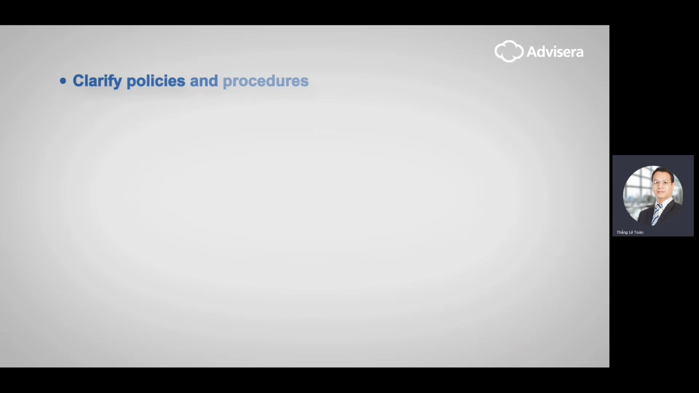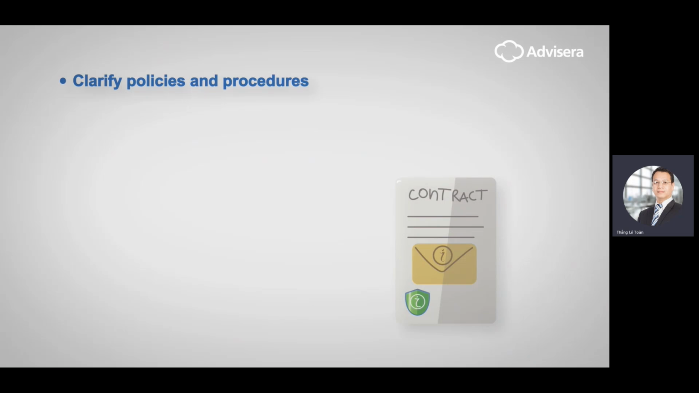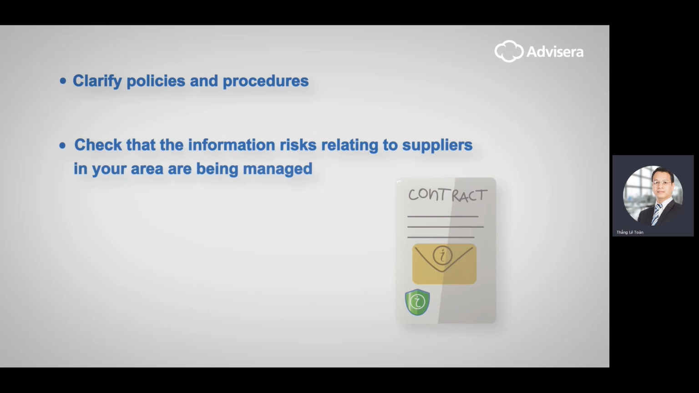Clarify policies and procedures. Define and allocate responsibilities for handling information risk and security in supplier relationships. Pay particular attention to relationships where the information risks are higher. For instance, if sensitive personal or commercial information is exchanged in cloud computing and telecommunications services and in professional services in general. Check that the information risks relating to suppliers in your area are being managed. Don't let this fall between the cracks.